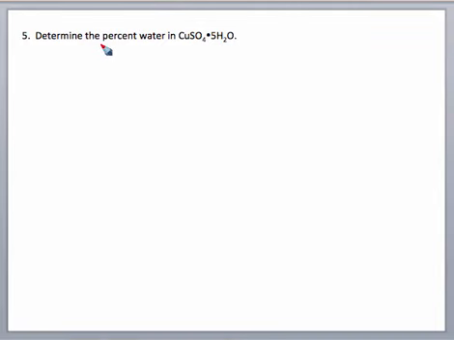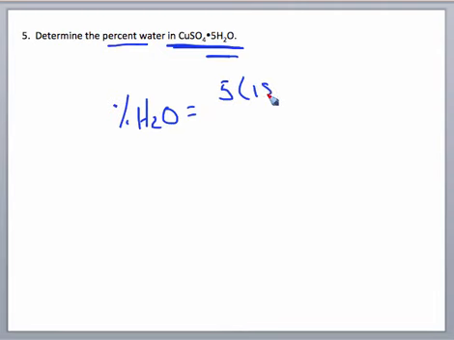Alright, now we're trying to determine the percent water in this compound. And if you remember, these are called hydrates. So it's a compound that contains a certain number of water molecules. Well, if we want to know the percent water in that compound, we're going to find the molar mass of water. So 2 times 1, which is hydrogen, plus 16 is 18, and we have 5 of them, so 5 times 18, over the molar mass of the whole compound.